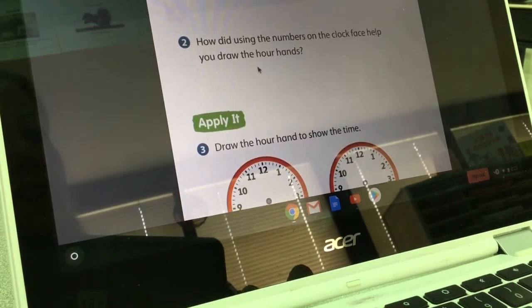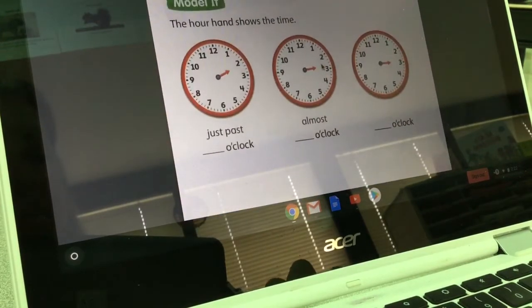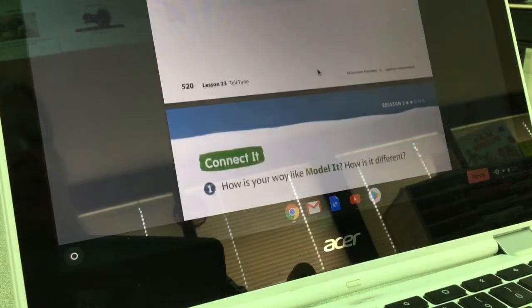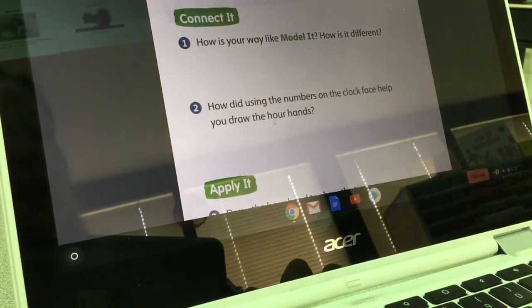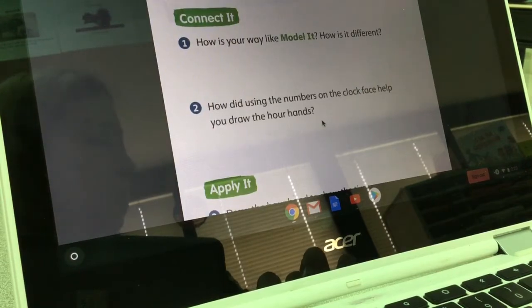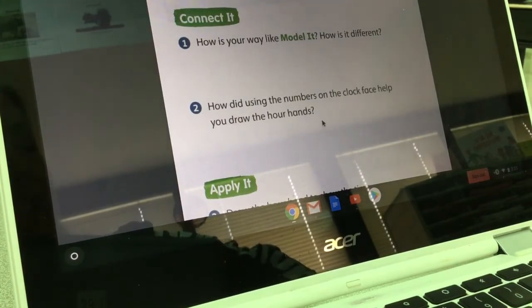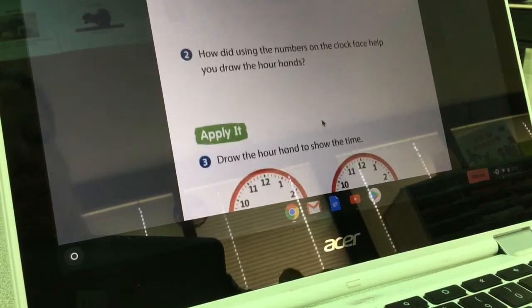Number 2 asks, how did using the numbers on the clock face help you draw the hour hands? Well, let me think back. When I drew the hour hands, I was paying attention to where the numbers were on the clock to know where to draw them. For example, for almost 3 o'clock, the hour hand was almost on the 3. So I'm really paying attention to the words in order to understand where to draw the hour hands. If it's saying almost at, I'm drawing it just about at that number. If it's saying before, it's going to be just before it, which is the same as almost at. When we hear just past, we know that the hand is just past that number. For example, just past 2, the hour hand is a little bit past the 2.